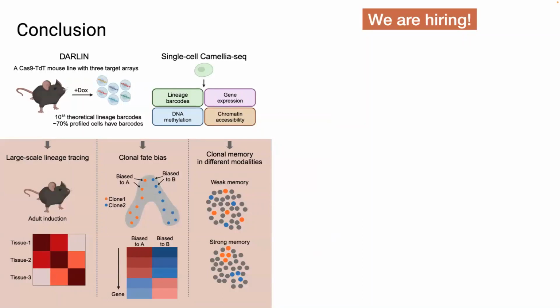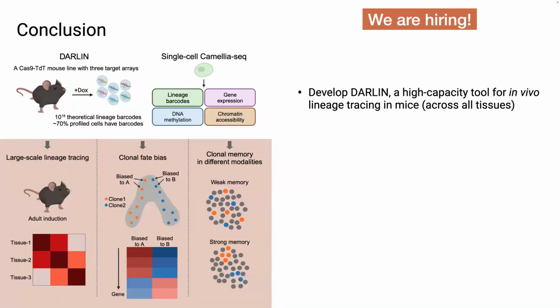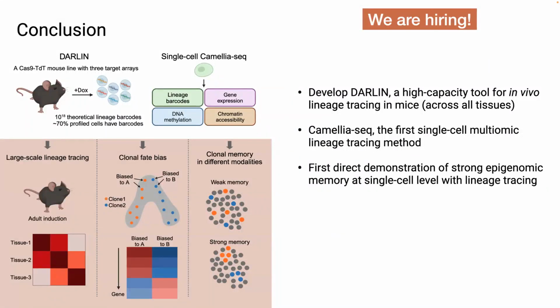To summarize, we developed a high-capacity tool for in vivo lineage tracing in mice and across different tissues. We also developed the first single-cell multi-omic lineage tracing method to profile gene expression, the epigenome, and lineage together in single cells. And lastly, we provide the first direct demonstration of strong epigenomic memory at the single-cell level with lineage tracing.